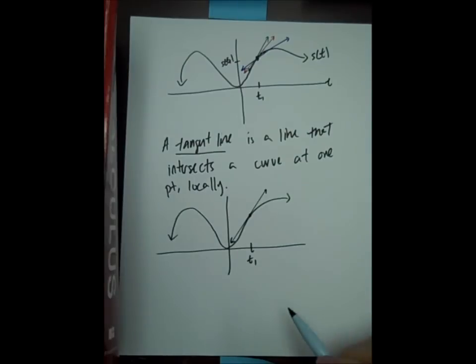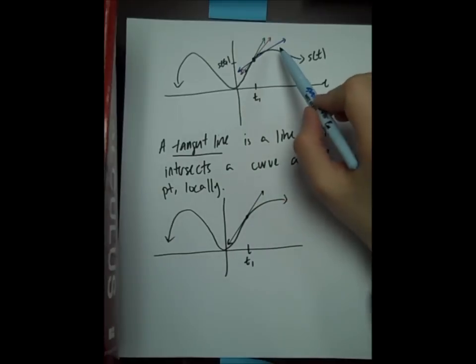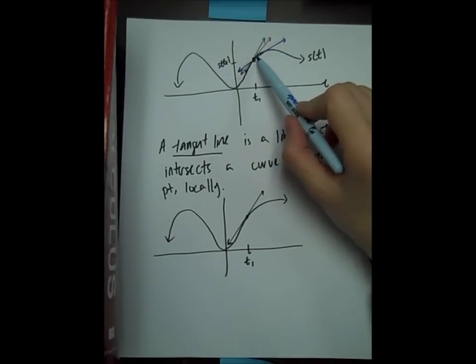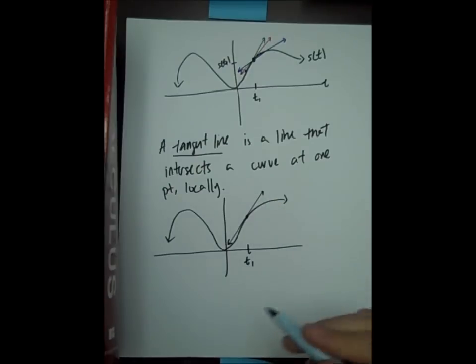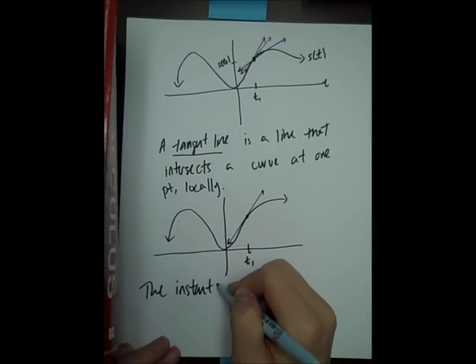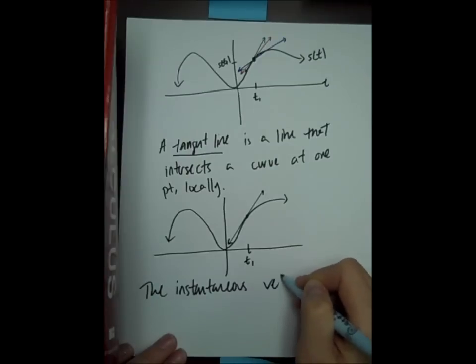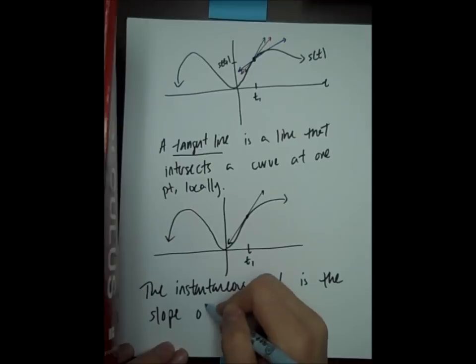What's the correlation between the slope of the tangent line and the instantaneous velocity? Well, since all of my secant lines were going towards my tangent, it tells us that the slope of this line is our instantaneous velocity. So the instantaneous velocity is the slope of the tangent line.